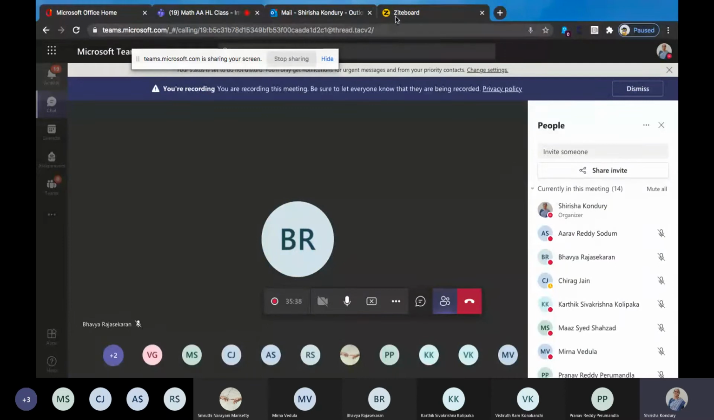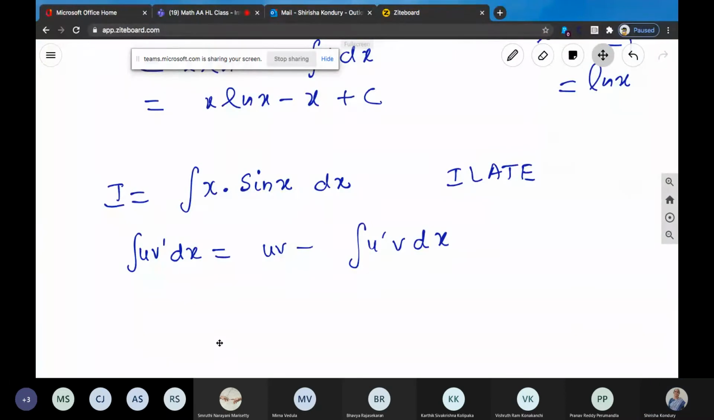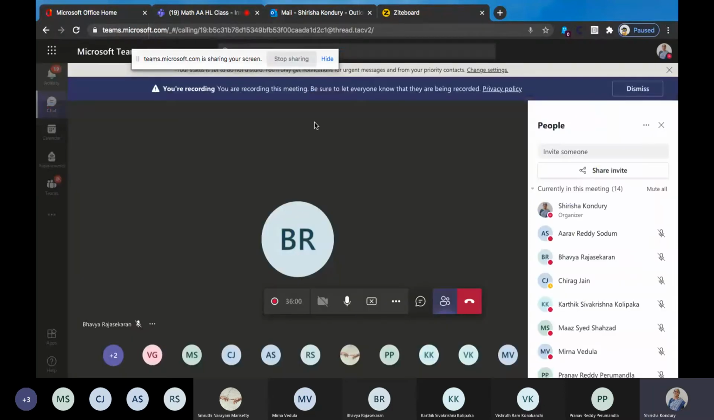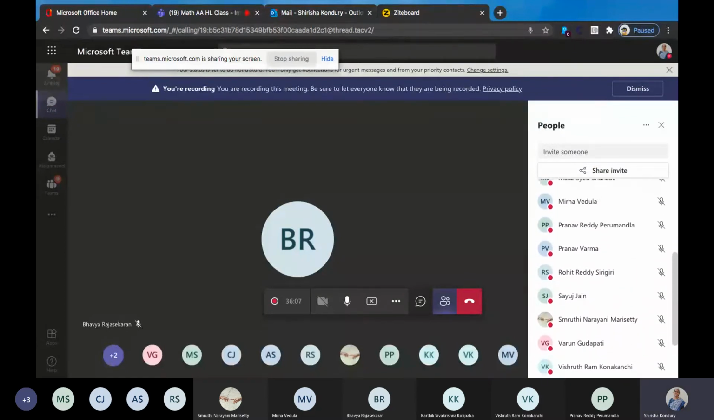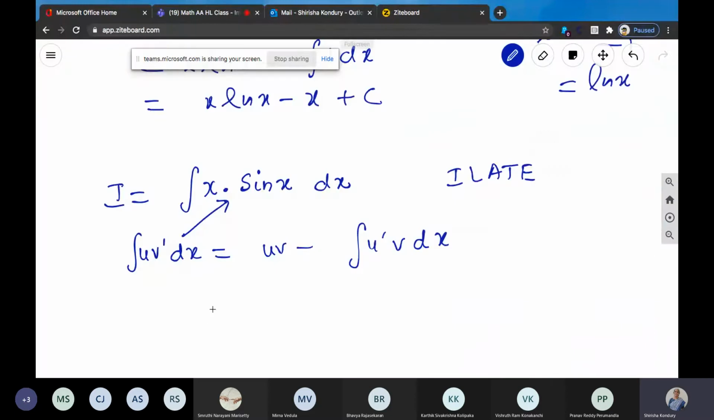Okay, Arav, I think you can do that. Can you identify U and V dash for us, Arav? What happened to Arav? Okay, Rohit Serigiri, can you identify U and V dash for us?